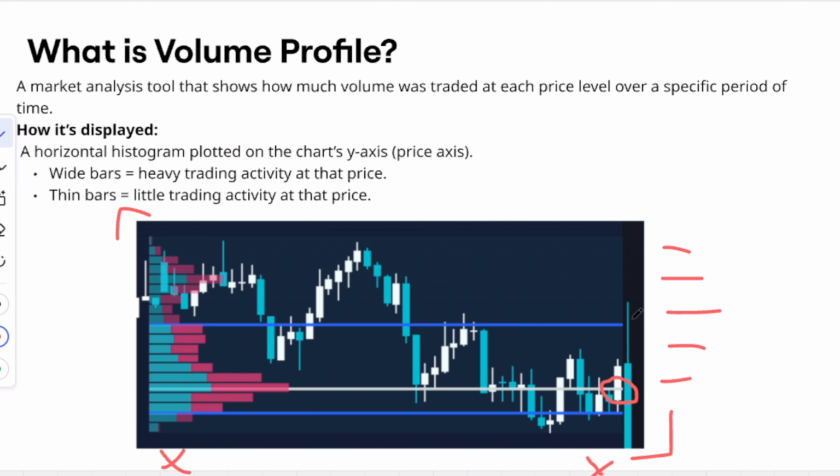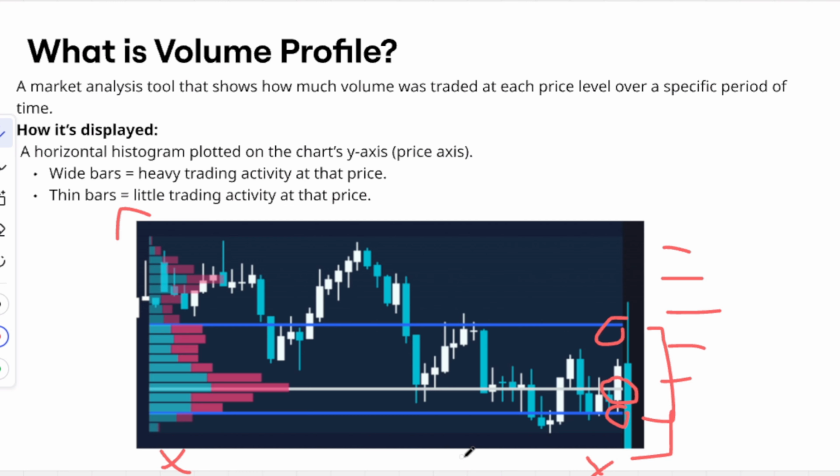Then you have these two blue lines, which are the value area high and the value area low. This means 70% of the trade happens within here. So you can view this blue zone within this box as a fair value price, one that both buyer and seller find reasonable.